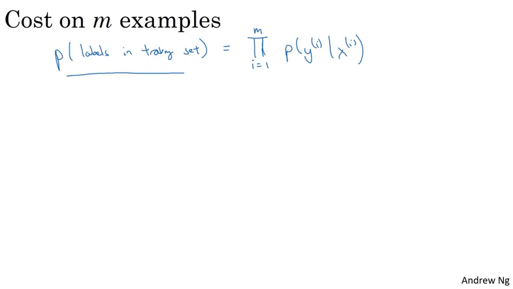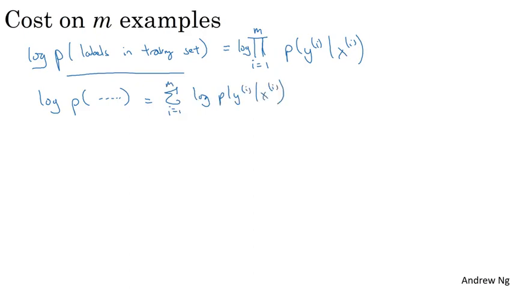But maximizing this is the same as maximizing the log. So I'm just putting logs on both sides. So log of the probability of the labels in the training set is equal to log of a product, which is the sum of a log. So that's sum from i equals 1 through m of log p of y i given x i. And we had previously figured out on the previous slide that this is negative L of y hat i, y i.